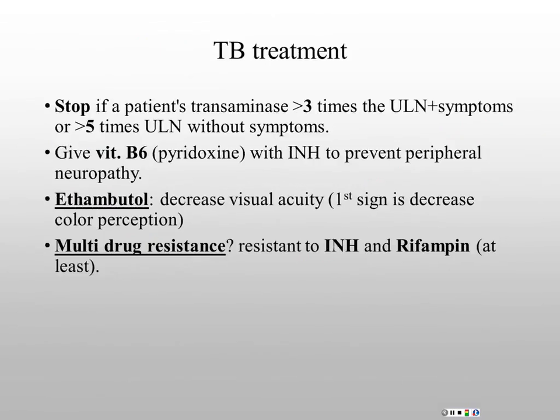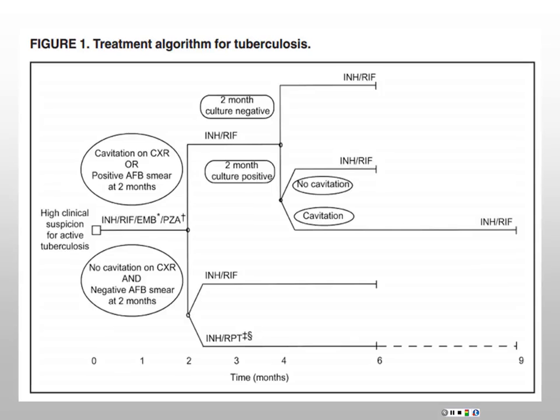Multi-drug resistant TB is called when the organism is resistant to INH and rifampin at least. This is extensive, but the only thing I wanted to show here is if you have a history of infection, especially with cavitation on the initial chest X-ray, and you do your 2-month culture and it's still positive, you should continue your treatment for 9 months instead of 6.